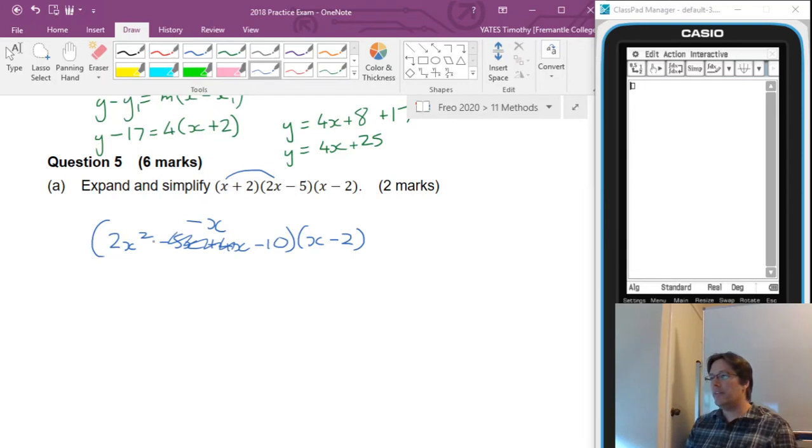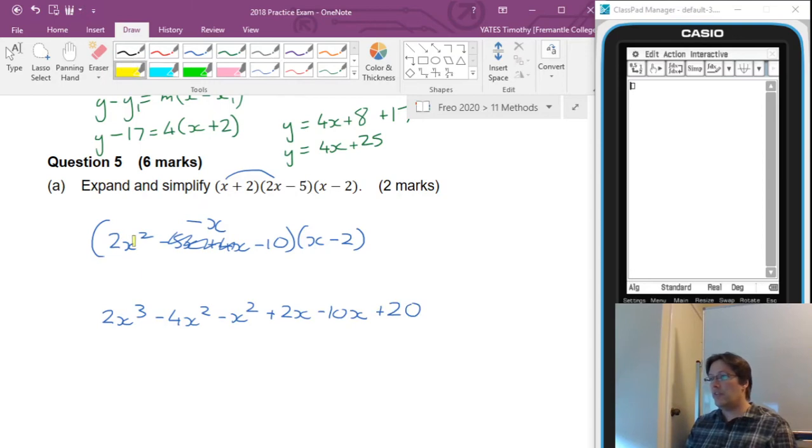So 2x squared times x is going to be 2x to the power of 3. 2x squared times negative 2, that's going to be take 4x squared. So that's that one done. Negative x times x, that's going to be take x squared, plus 2x, because negative x times negative 2 is positive 2. And it's going to be take 10x plus 20.